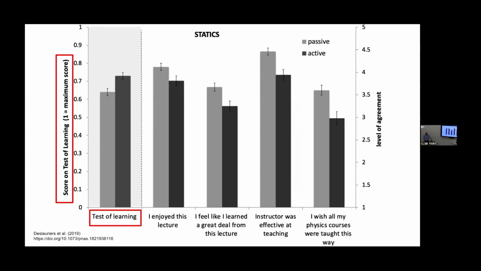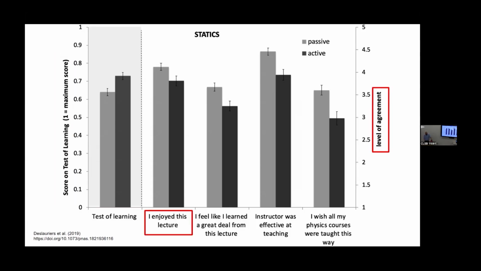So when the students were tested, you can see that the active group outperformed the passive group when it came to what they had learned. But when they were asked questions like, did you enjoy this lecture? They enjoyed the passive lecture. They felt like they learned more from the passive lecture. They felt like the instructor was more effective at teaching, and they wished all their physics courses were taught this way.